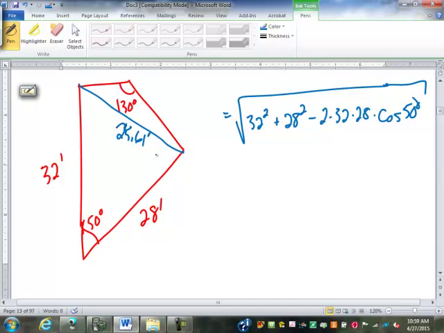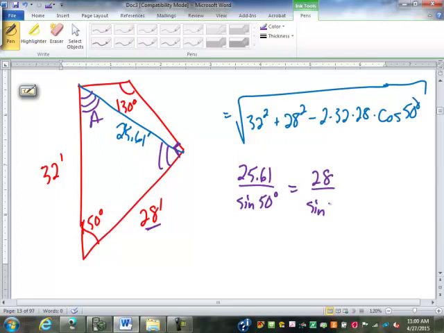Now what? Well, now that I have that, I can find this angle and this angle. How can I find those angles? Law of sines. You got 25.61 over sine of 50 equals, we'll do the smaller side first. We know both of those are acute because this is 90 degrees, right? So it has to be less than 90. But we always want to be in the habit of using the smaller side first. So 28 over sine of, I'll call this angle A up here, sine of A.